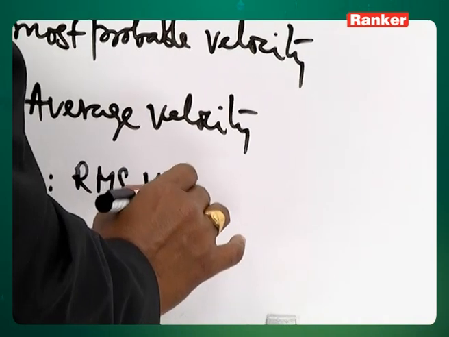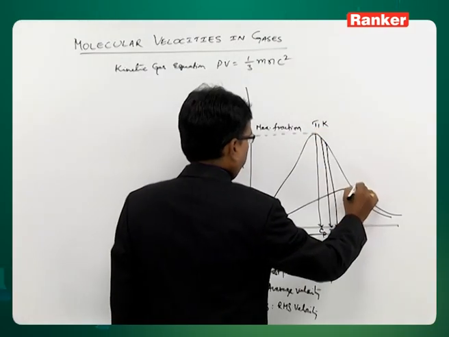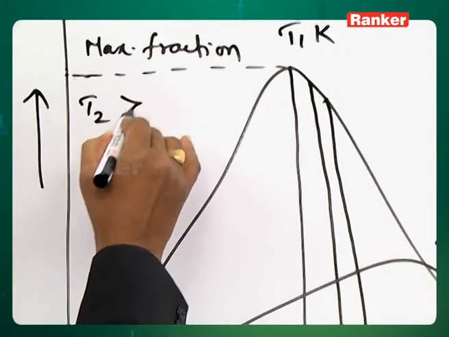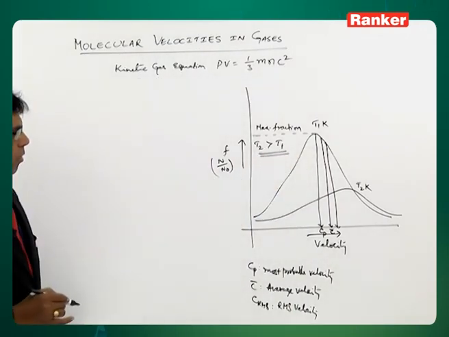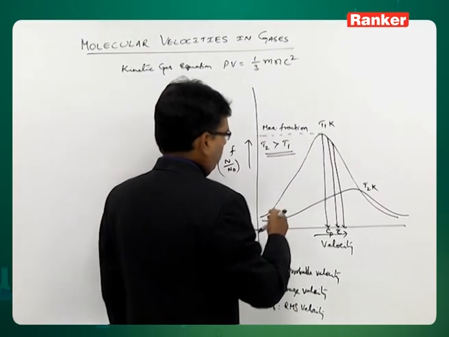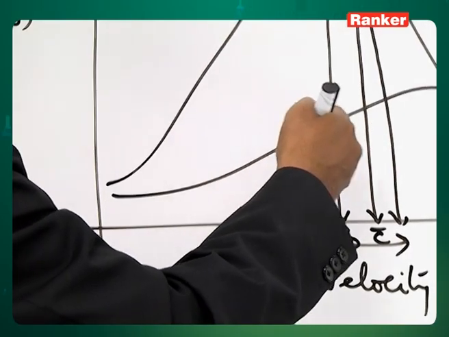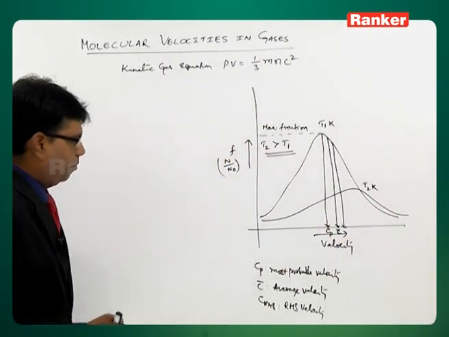RMS velocity. This is temperature T1 Kelvin, this is temperature T2 Kelvin, as we already told, and T2 is greater than T1. With increase in temperature, the velocity of all the gas molecules is increasing, but the fraction possessing a particular high velocity is decreasing.